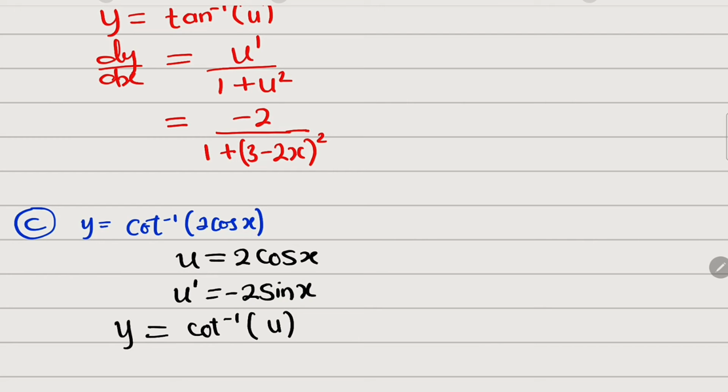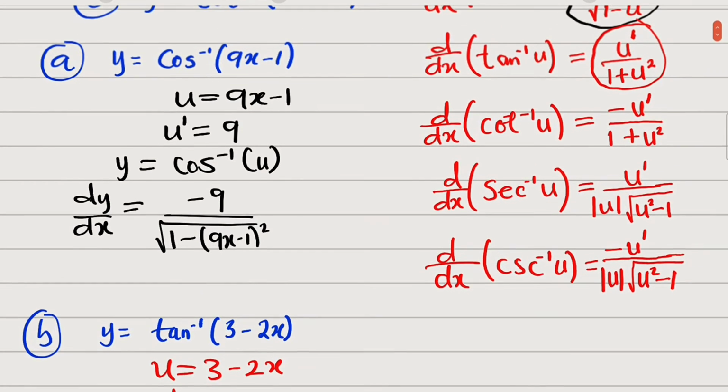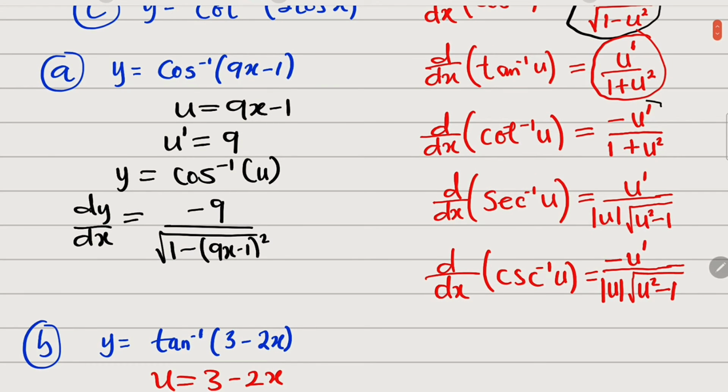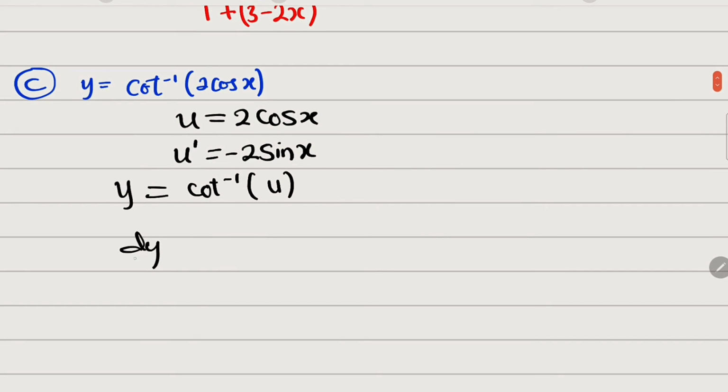Which formula are we going to apply? The only difference from the previous one is the negative sign. You can see that for inverse cotangent, it has a negative sign, and for inverse tangent, it doesn't. That is just the difference between the two of them. So dy over dx will be equal to negative u prime divided by 1 plus u squared.